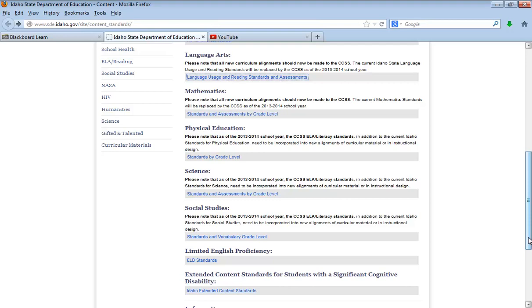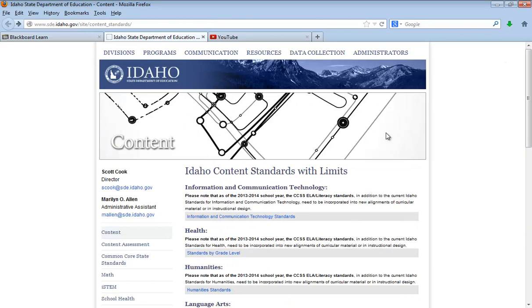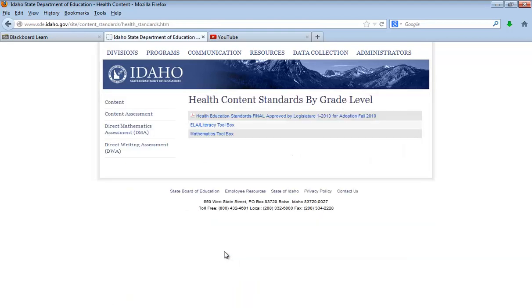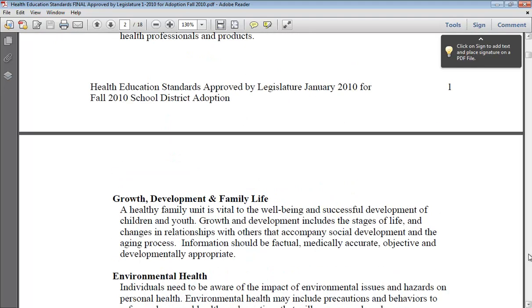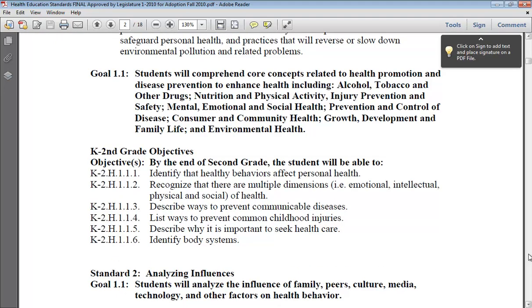If you would like to create a behavior goal, use the extended content standards or potentially information here under health. You'll go to these various standards. Let's go to health here just to show you what it looks like. We'll go to the extended version here. And this is going to give us language for goals related to health.